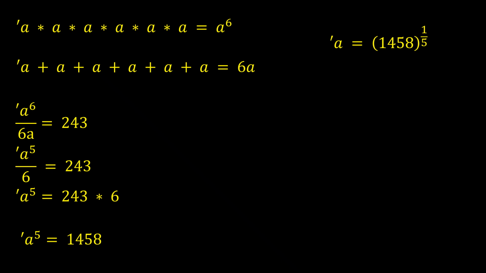To solve for A, take the fifth root of both sides. This gives us A equals 1458 to the power of 1/5. Using a calculator, we find that A is approximately equal to 4.35. Therefore, A is approximately equal to 4.35.